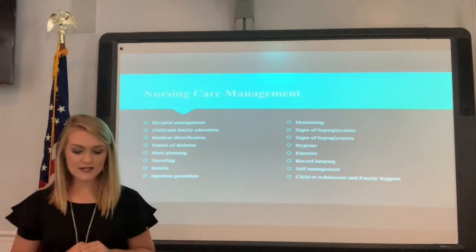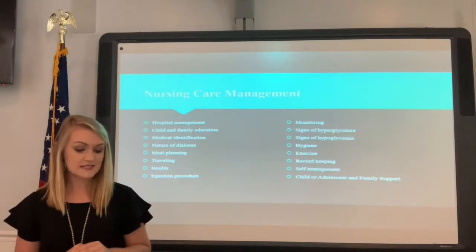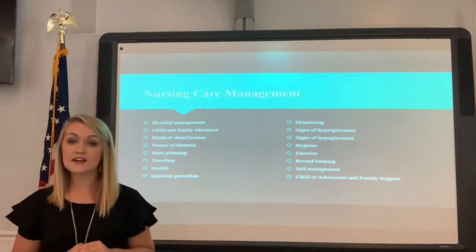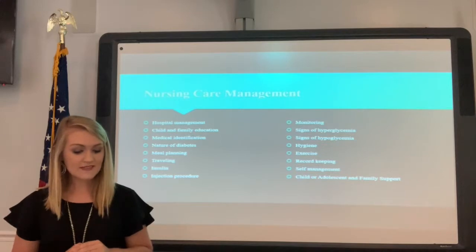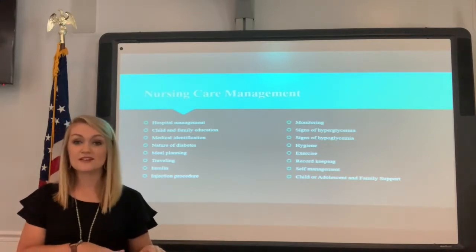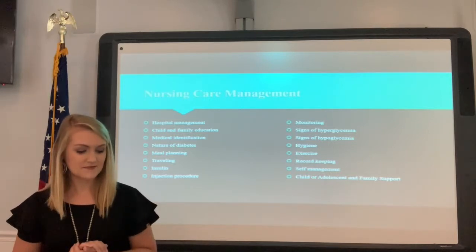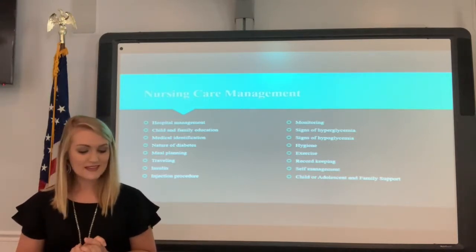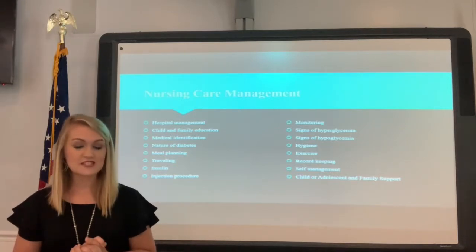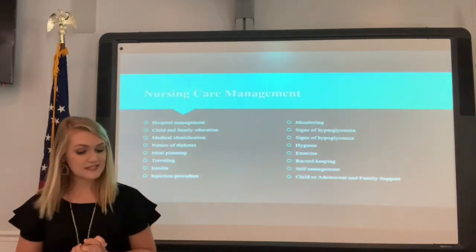There are several organizations prepared to assist with education, such as the American Diabetes Association and the Juvenile Diabetes Research Foundation International. Medical identification, such as a medical alert bracelet with the condition and contact information for an emergency situation. The nature of the disease.